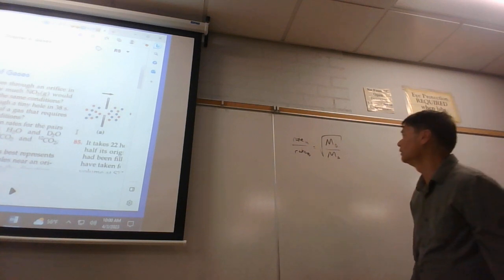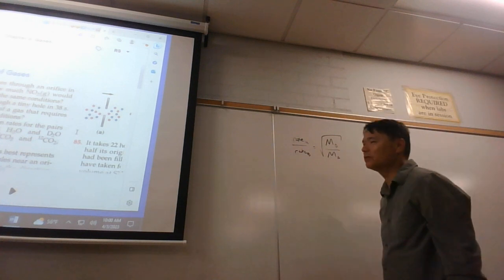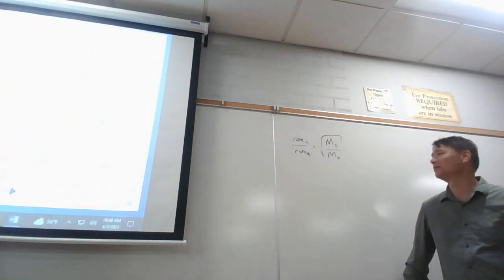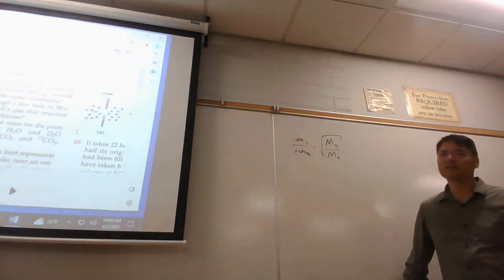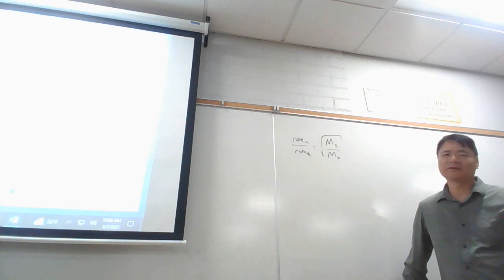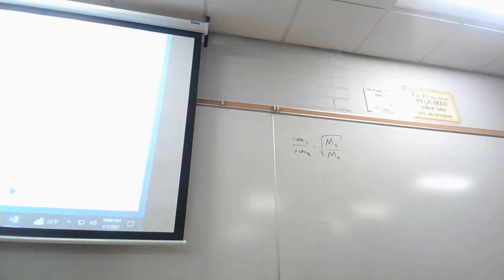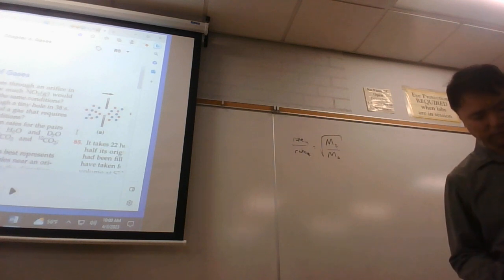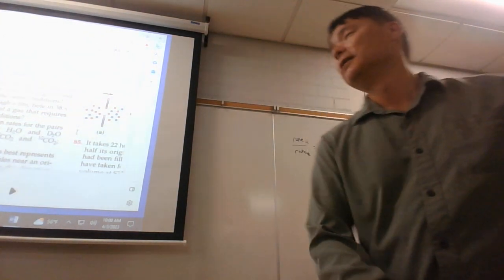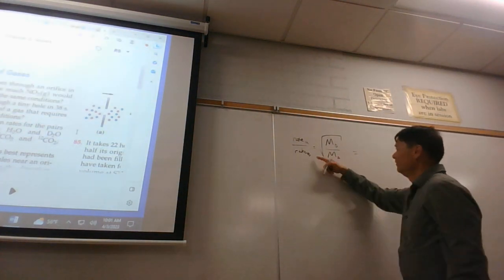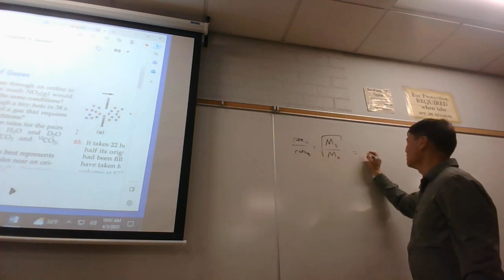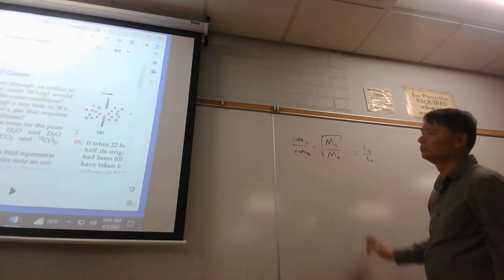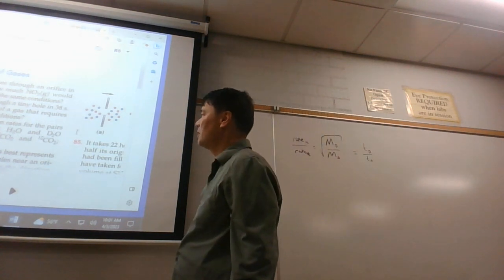The rate is also inversely proportional to what? TB over TA. It's not temperature. You need to know what the T stands for. It was time. So not only is it inversely proportional to the square root of the molar mass, it's also inversely proportional to time, TB over TA. Because the slower the rate, the longer the time; the faster the rate, the shorter the time.